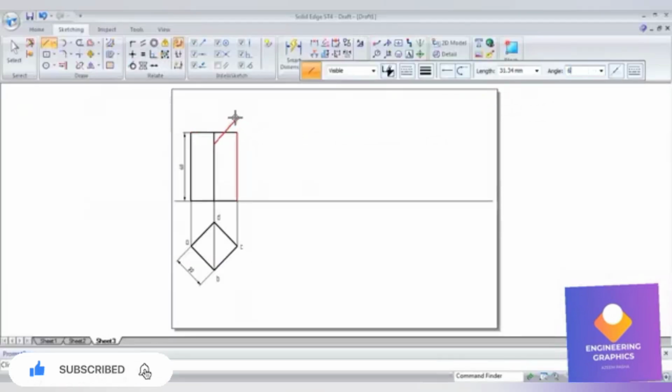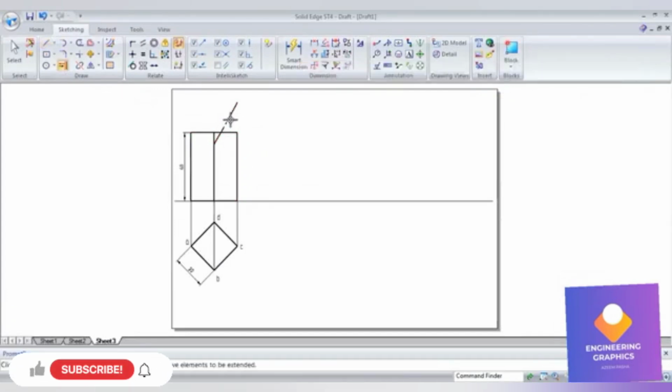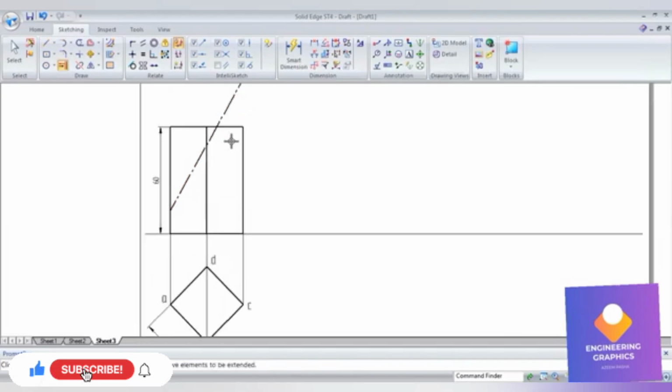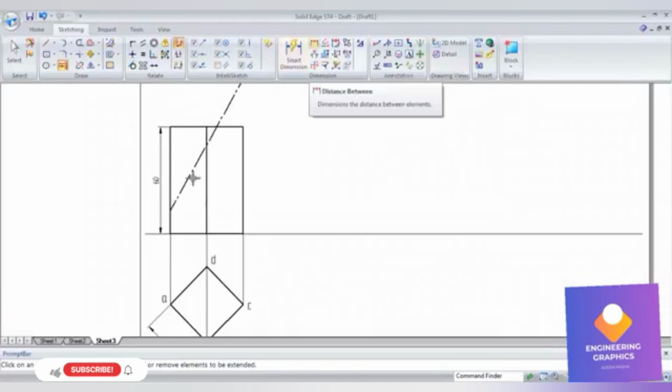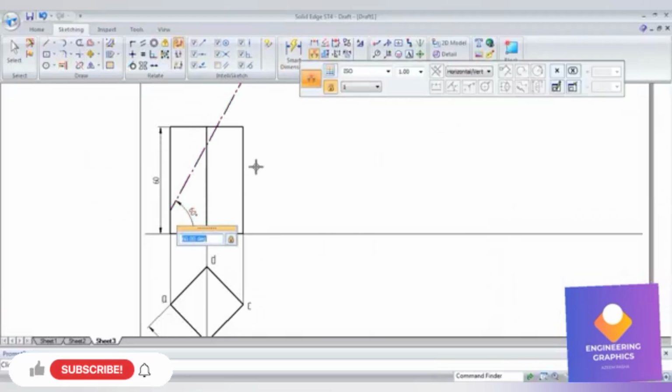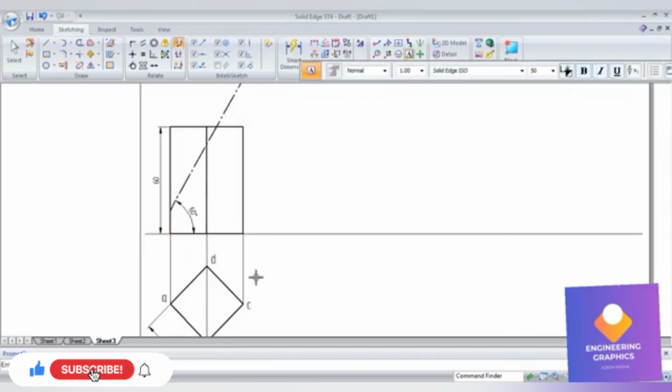Then I'm drawing the section plane. I'm taking this as the axis plane, now giving the angle 60 degrees, so the angle of inclination will be 60 degrees. Type 60 and enter. After this, go to next and extend this line. This is how it is cut. Now we can show the angle for this section plane: the angle of inclination is 60 degrees.